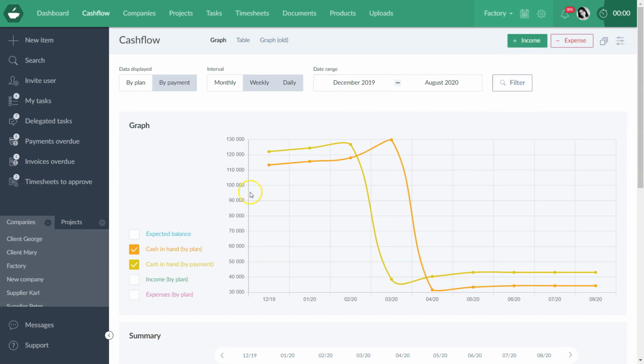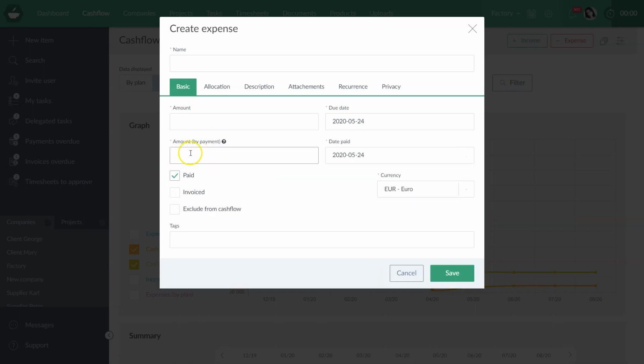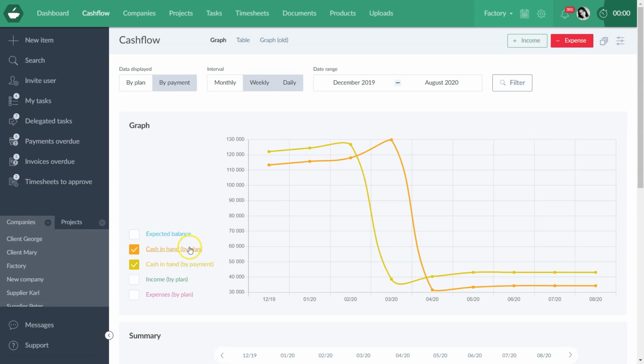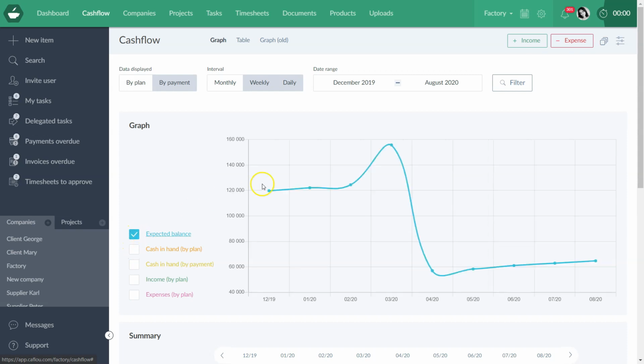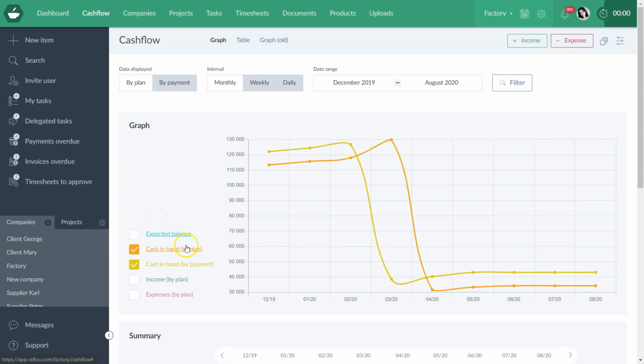The way we look at those numbers is that we always look at the amount planned and date planned, and the amount paid in reality and the date paid in reality. And that's the difference between these two numbers. So when you're only looking at the cash flow projected, the expected balance is what you're looking at. If you want to really look at how much money you actually have as planned and how much money you actually have in reality, you're looking at the lines cash in hand.